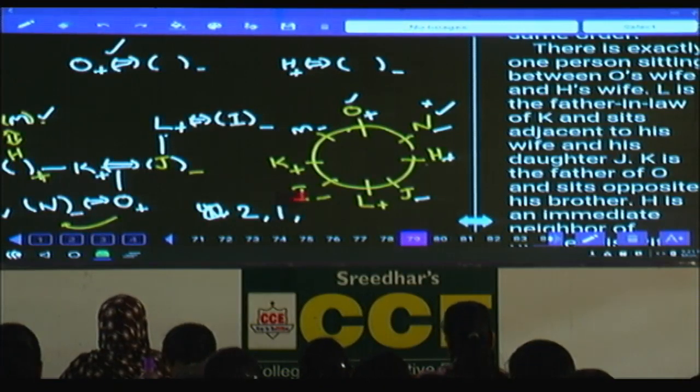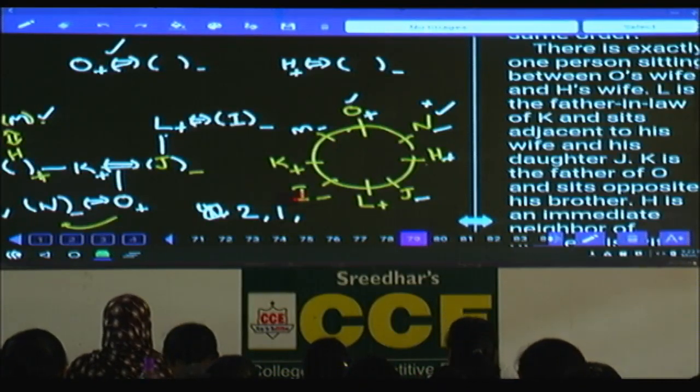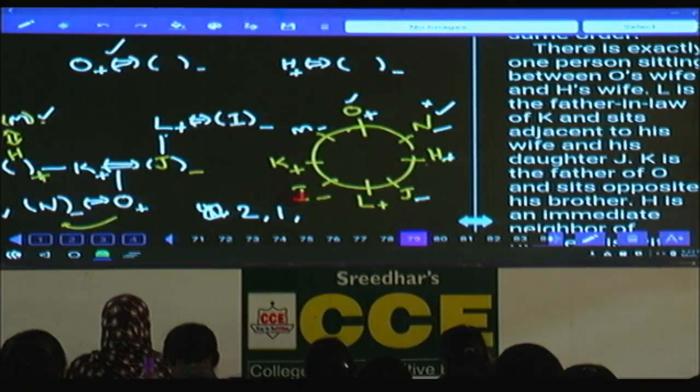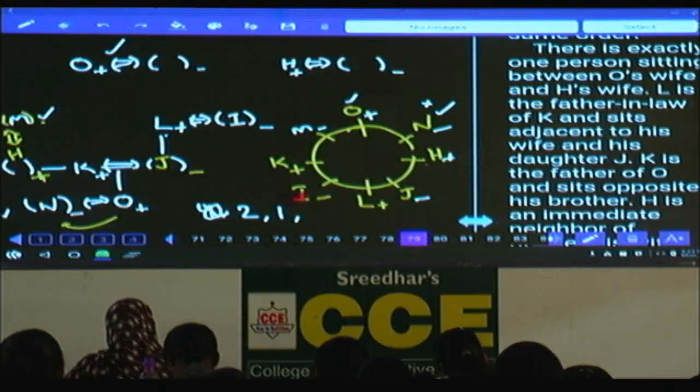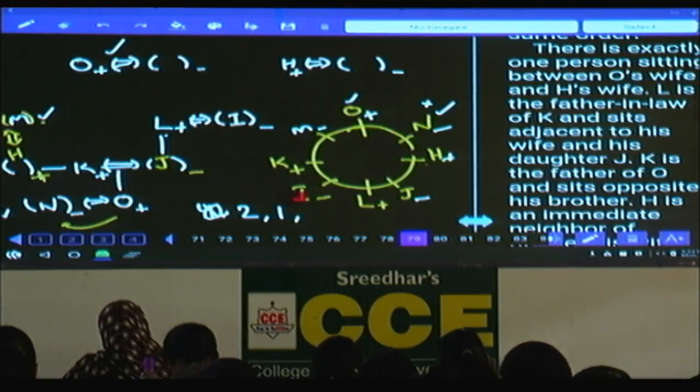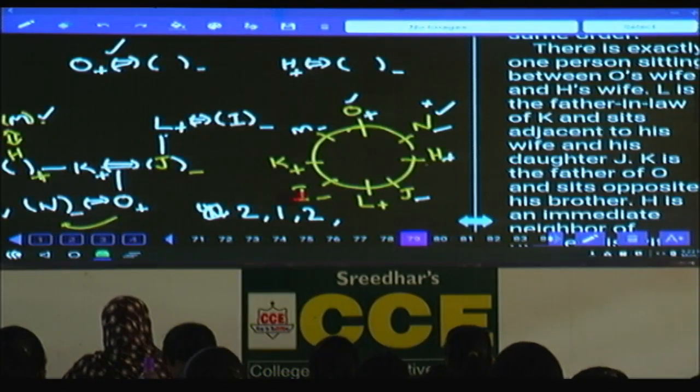And next one. With respect to the given information, 81: what is the position of I with respect to her son-in-law? Who is I's son-in-law here? I's son-in-law is K. Position of I with respect to K. I is to the immediate right hand side of K. Immediate right, that is choice 2.